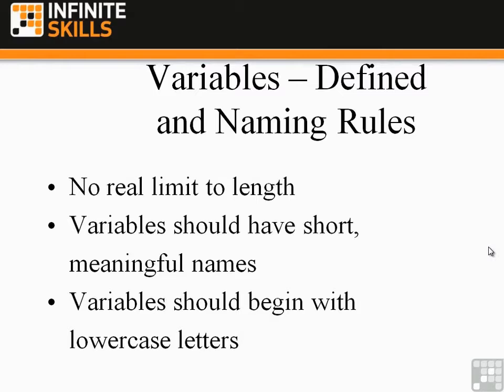There's no real limit to their length, although any name should be as short as possible and the name should be meaningful. In other words, if you're storing someone's first name in a variable, firstName makes sense, or even fName makes sense, whereas f by itself, just the letter f, probably doesn't make sense because it's not easy to discern what that variable is trying to store just by the single letter f. There are situations where we use single letter variables, but not for meaningful data such as a name. And the last rule is variables should always begin with lowercase letters.